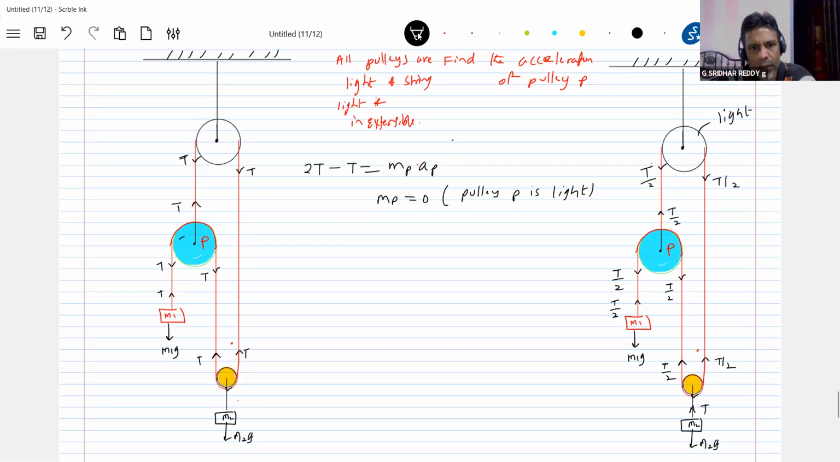If so, therefore this will be 0 into AP. But the acceleration of the pulley will be non-zero. So therefore, what should happen now? Tension will become 0 from the mathematics. Tension 0 means here, what is the state of the blocks? They'll have free fall. So now I'll write the constraint equation.